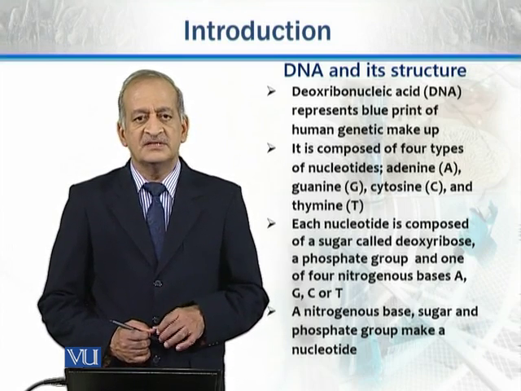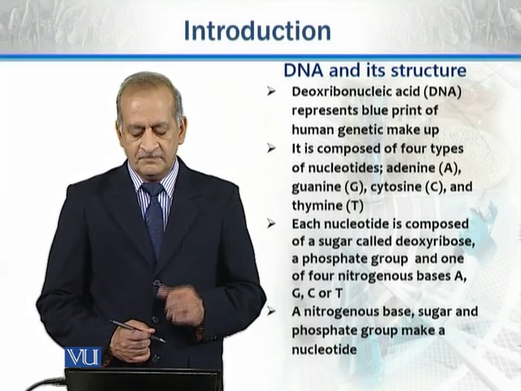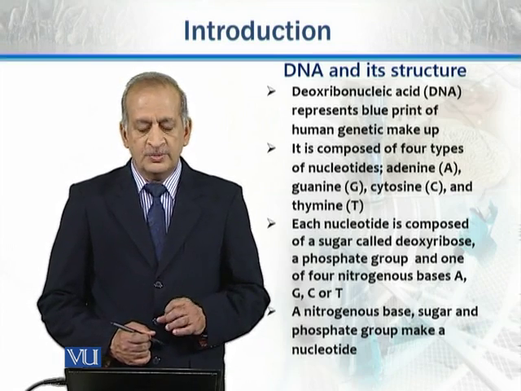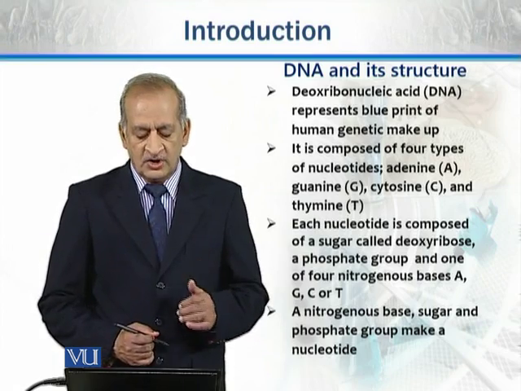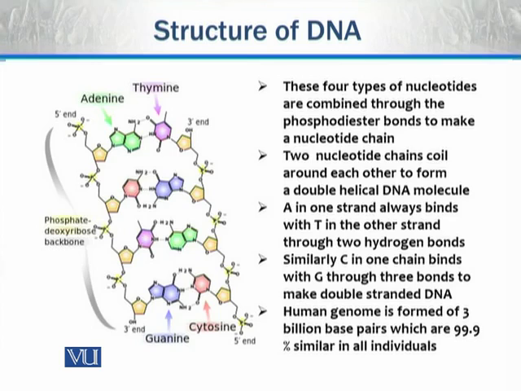The rest 2 substances are the same. I mean, sugar and phosphate group are the same. So a nitrogenous base, a sugar and a phosphate group combine with each other to make a nucleotide. These 4 types of nucleotides unite with each other through phosphodiester bonds, and in this way a nucleotide chain is formed. And 2 nucleotide chains coil around each other to form a double helical DNA structure.